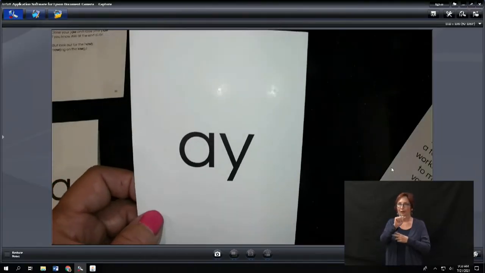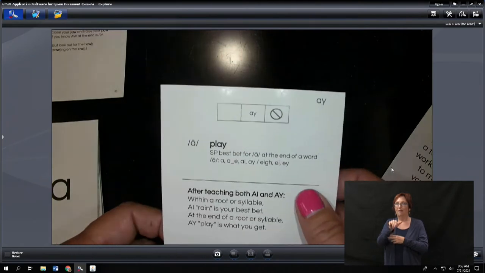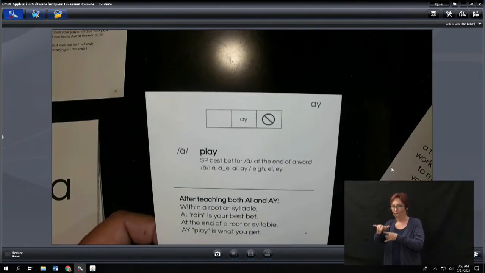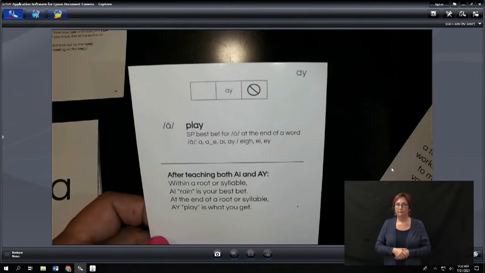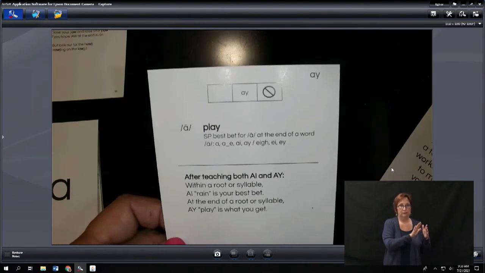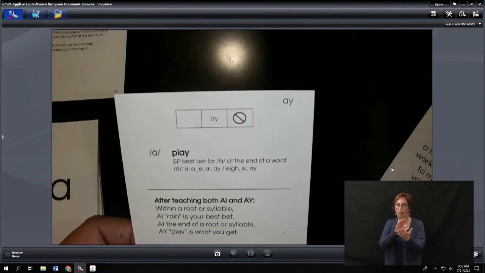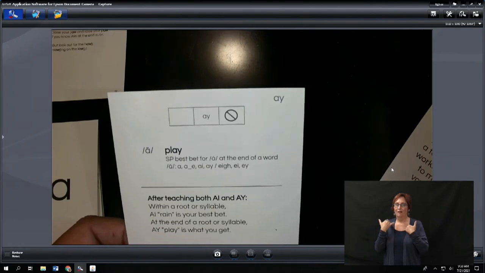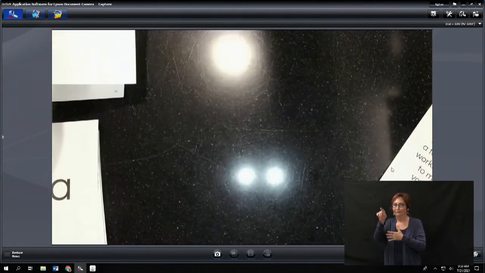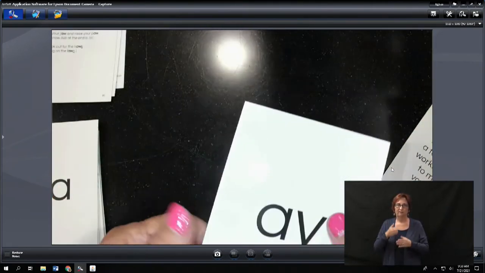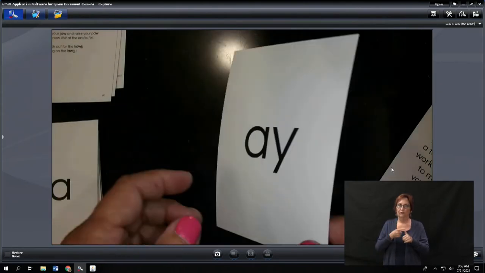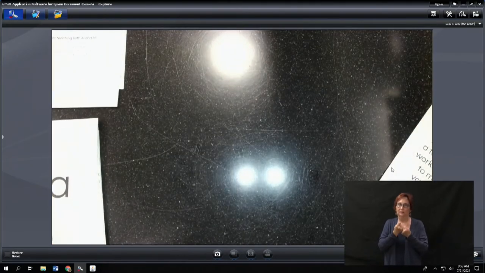AY is going to be at the end of a word, and it's not going to be at the beginning or the middle. So that's why it has that little line after it. Okay? That's one of the first vowel teams I teach because they know play and way and day.